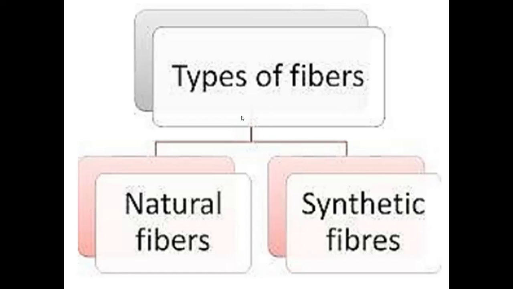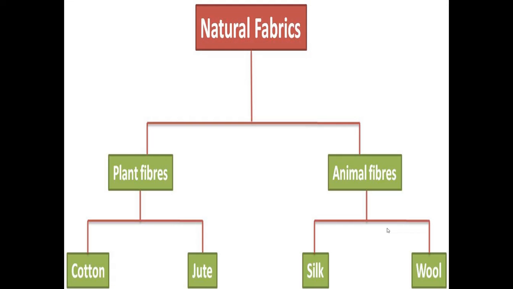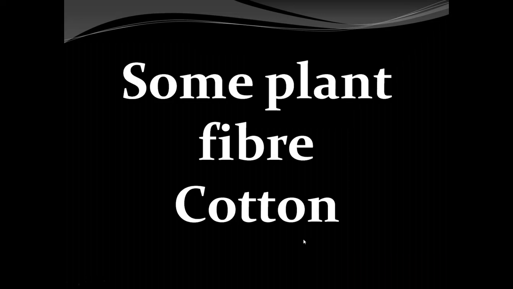Types of fibers. We can classify the fibers into two: natural fibers and synthetic fibers. Natural fibers can be again classified as plant fibers and animal fibers. Plant fiber examples are cotton, jute, etc. Animal fiber examples are silk, wool, etc. Let us learn about some plant fibers. Specifically, now let us learn in detail about cotton fiber and its processing.